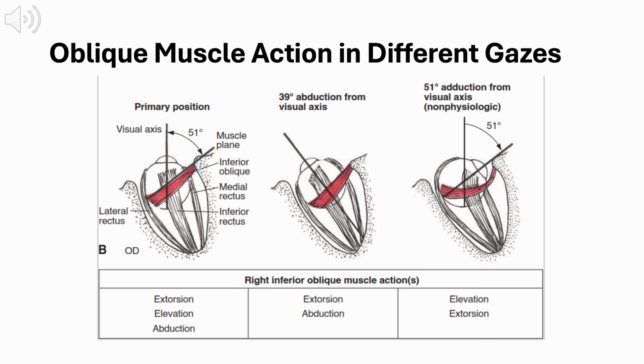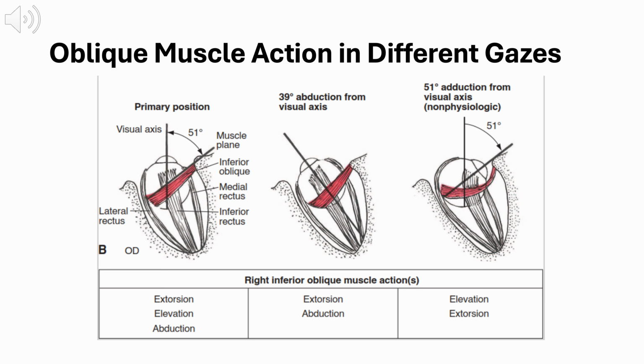In primary position, the inferior oblique muscle plane is also about 51 degrees relative to the visual axis. Because of that angle, its strongest action is extorsion, with elevation as a secondary action and abduction as a smaller tertiary effect. When the eye moves into about 39 degrees of abduction, the visual axis becomes nearly perpendicular to the inferior oblique's muscle plane. In this position, the vertical component fades and the muscle acts mainly as an extorter with some abducting effect. This is where torsion is most isolated.